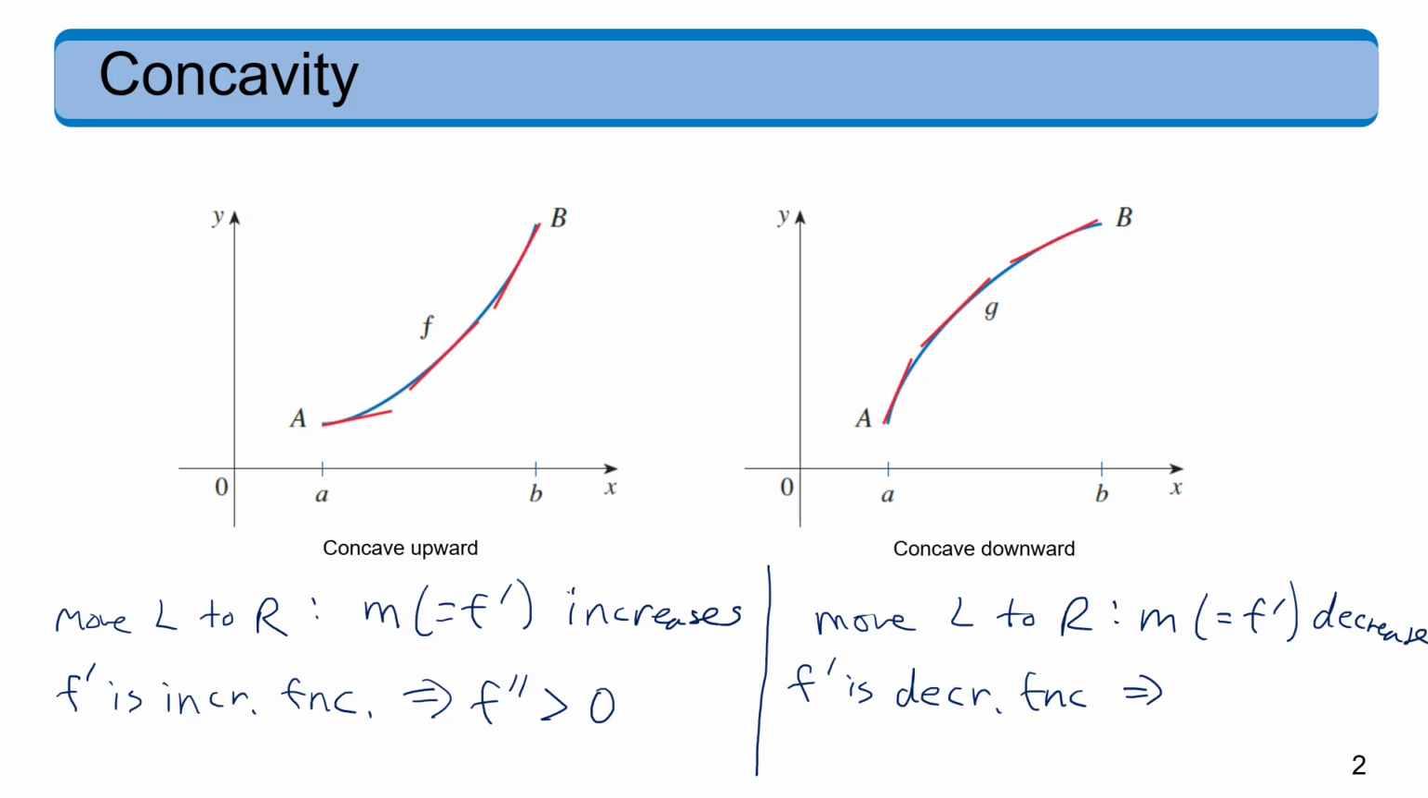We know that any function that's decreasing, its derivative would be negative. So the derivative of f prime, which is f double prime, must be negative. Notice we're making a connection between concave up and the second derivative being positive, and concave down is associated with the second derivative being negative.